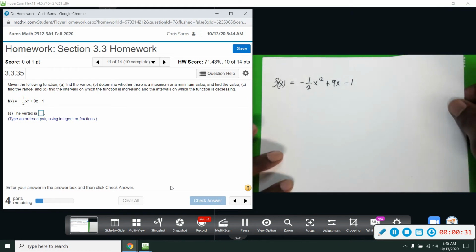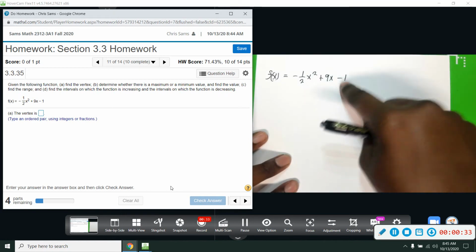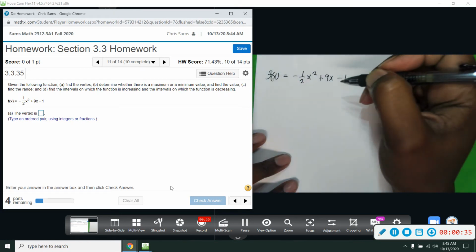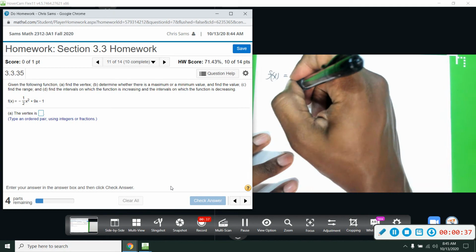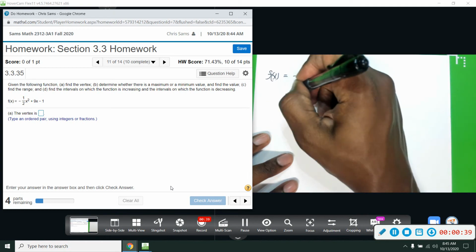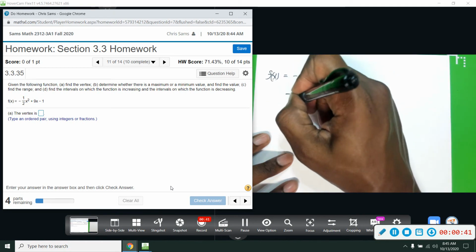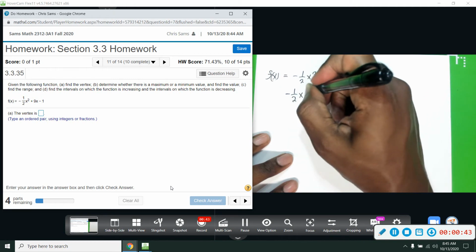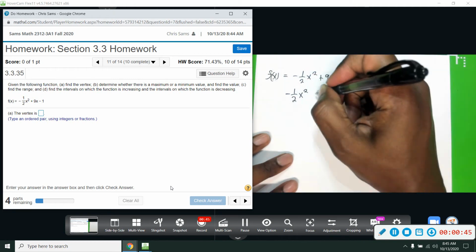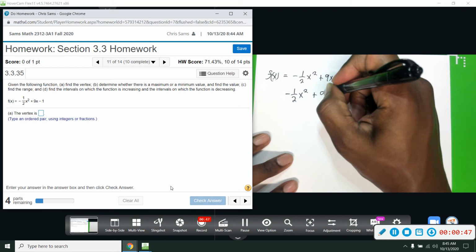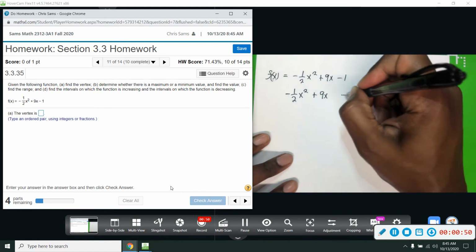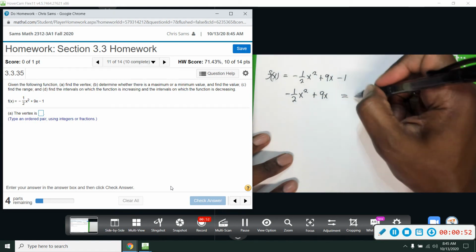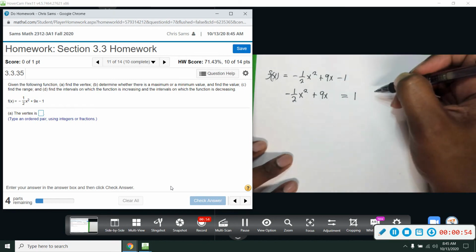I'm going to set this equal to 0 and move the constant term over because we want to convert this to vertex form by completing the square. So I'm going to have negative 1/2 x squared plus 9x equals positive 1. So move that over.